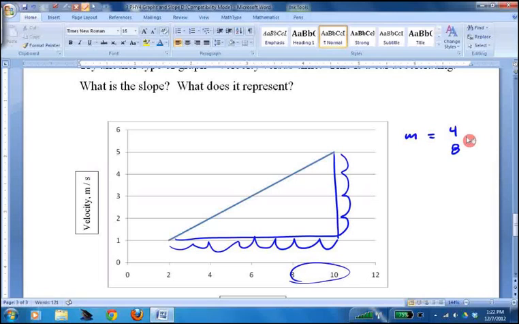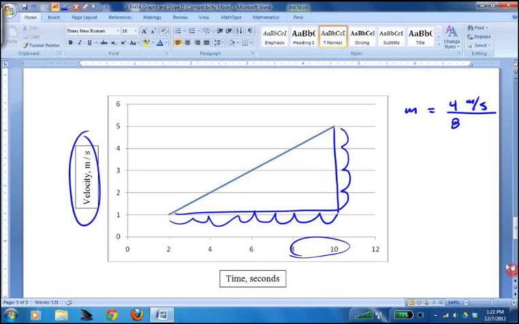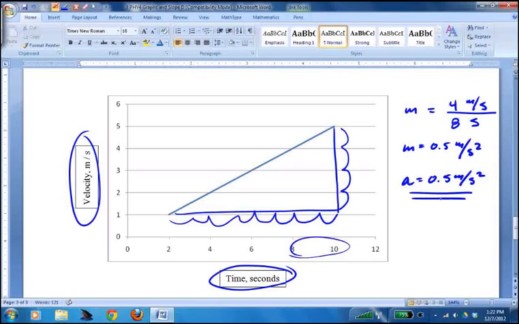And now we have meters per second. That's the velocity. Over time in seconds. Slope is 0.5 meters per second squared. Hopefully you remember that's acceleration. So you have to look at your units, know what you're talking about. This is a car that's steadily accelerating at 0.5 meters per second squared. Not that big a deal. Probably at a traffic light and they're just getting up to speed.